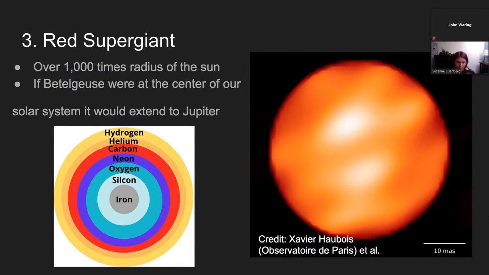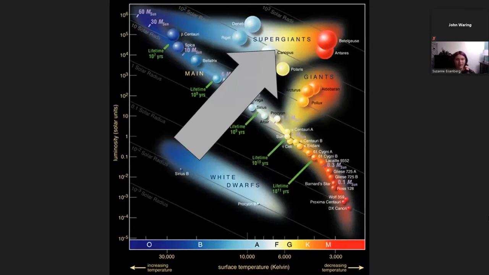So these go through largely the same process that the other ones do, from hydrogen to helium to carbon to neon to oxygen to silicon to iron. And so if you look at the HR diagram, the supergiants would be kind of at the upper center to right area. They're not quite as hot as the stars that they came from, but they're still pretty bright.